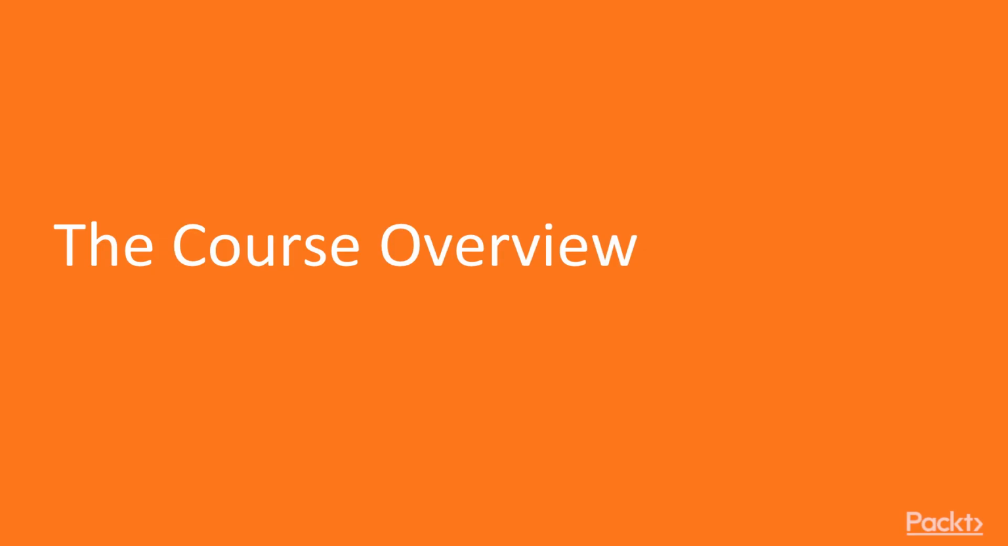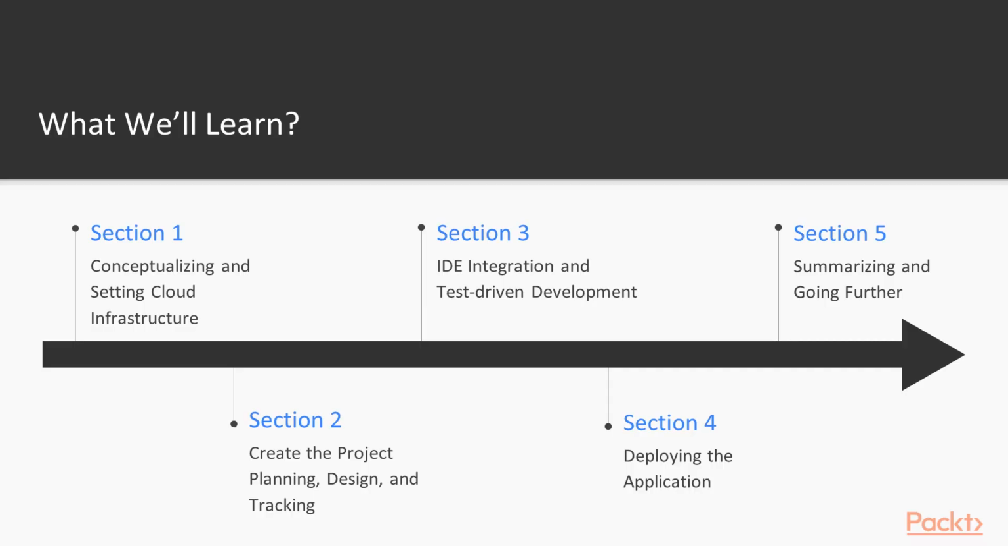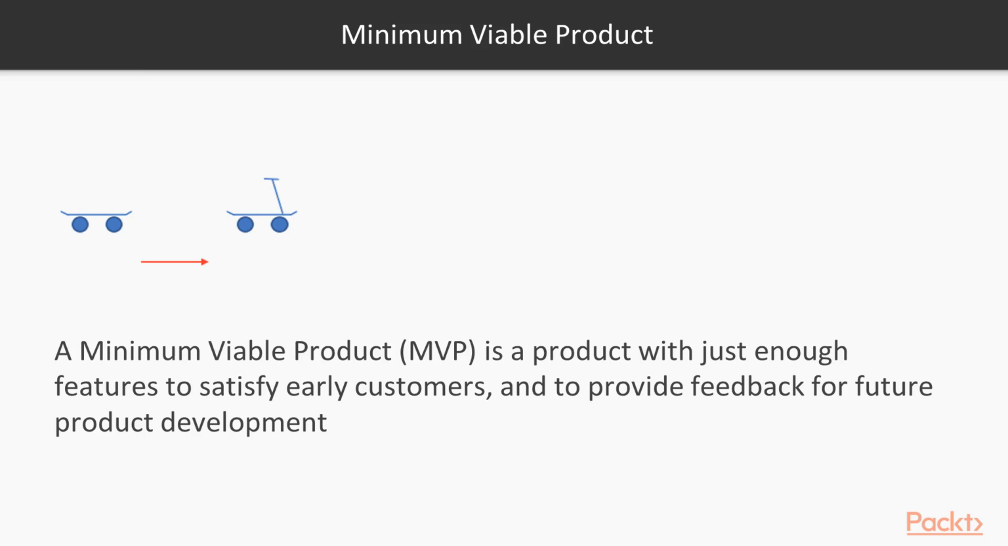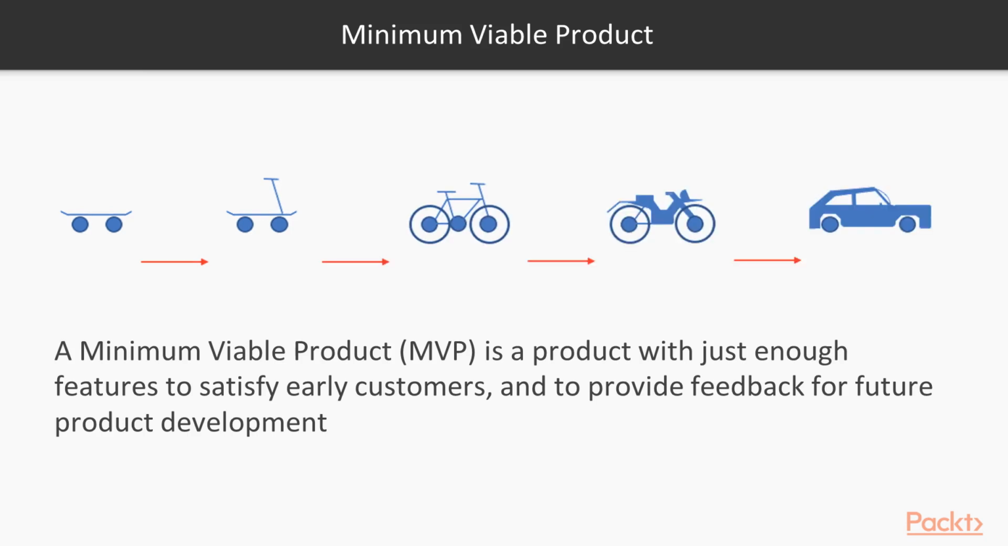Now, for this course, we are going to build a simple Java EE web application with the best of Agile using the so-called born on the cloud approach. Here is what we're gonna cover. In the first section, we are going to conceptualize our Java EE web application for this course. How do we do that with Agile? By establishing a minimal viable product, or MVP.